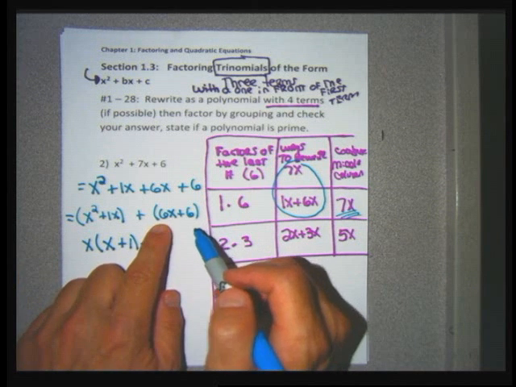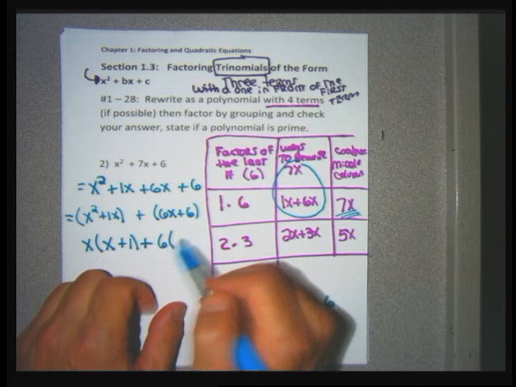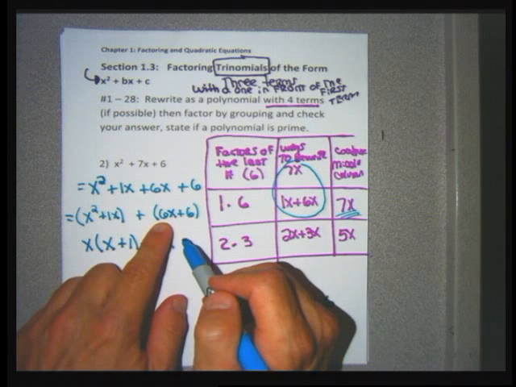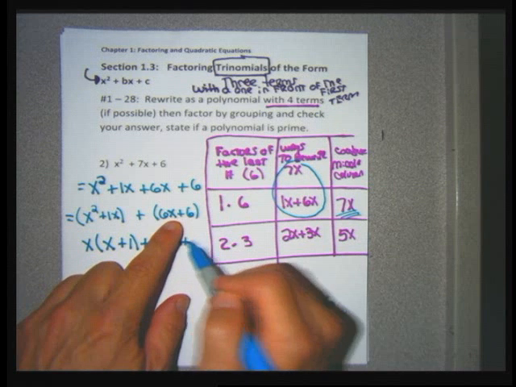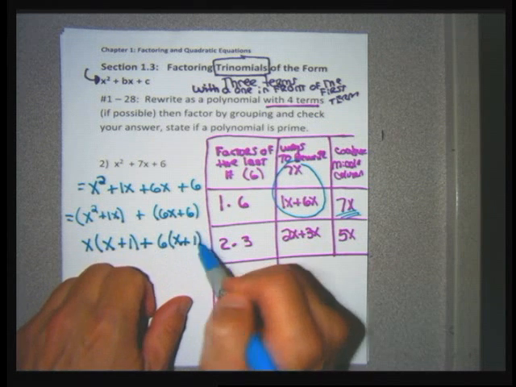Second pairing, there's a common factor of a 6. I'll divide each of the numbers by 6. When I divide that 6 by 6, I get a 1. I'm left with the x. Bring down this plus sign. When I divide that 6 by 6, I'm left with a 1.